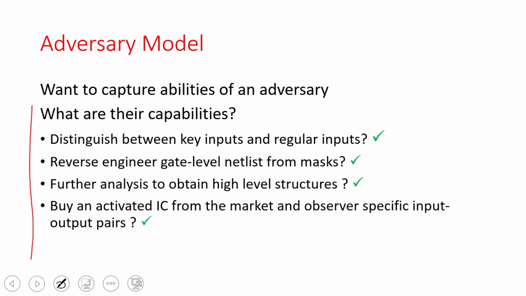Okay. And between the inputs, he also kind of knows which are the actual inputs and which are the key inputs. So that is the second thing: distinguish between the key inputs and the regular inputs. It is possible, right? With some trial and error he can make out, oh, these are A, B, C and these are K1, K2. So that they can do.